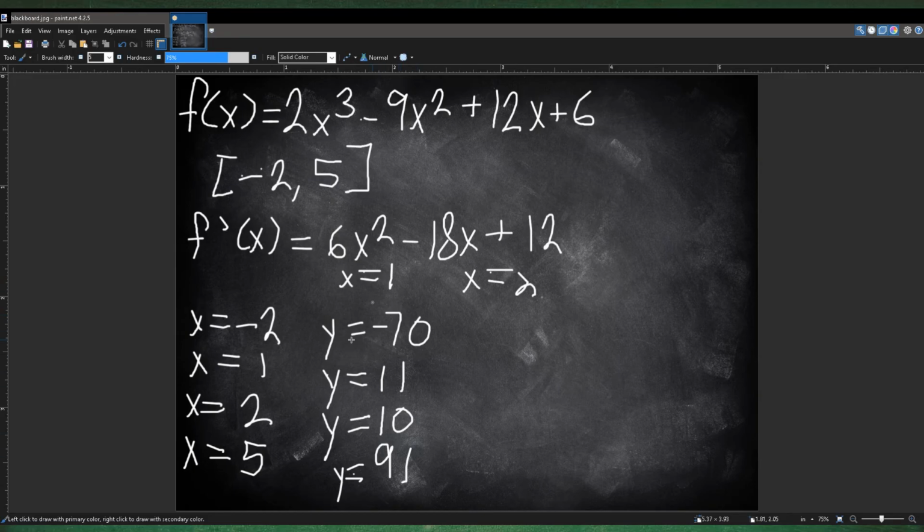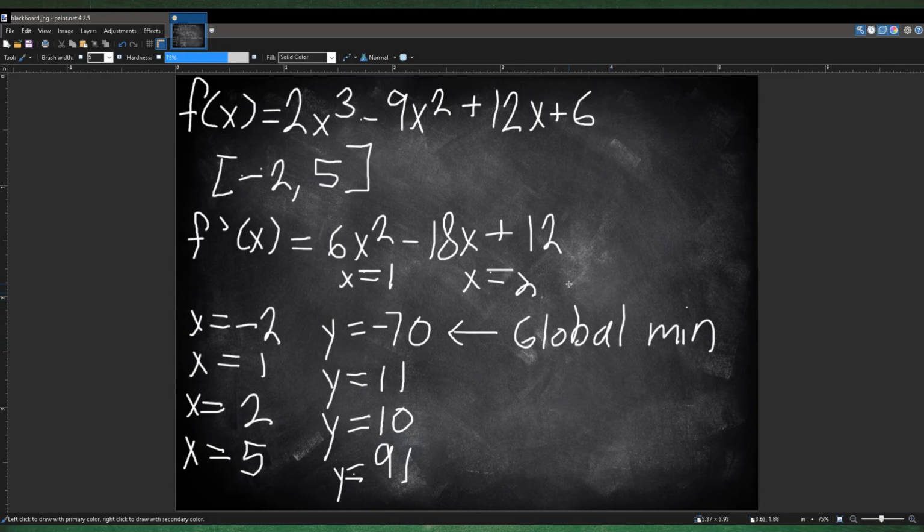Okay, I already did this all beforehand, so it might seem like I'm doing this really fast, but I already did the work out before this video. So the general idea is that when you have these values, you're looking at negative 70, 11, 10, and 91. Which one is the smallest value? Well, this is the smallest value, negative 70, right? The negative 70 tells us that since this is the smallest value, then negative 2 is our global minimum. Or you could say it's our absolute minimum. Both ways work. So this would be our global minimum.